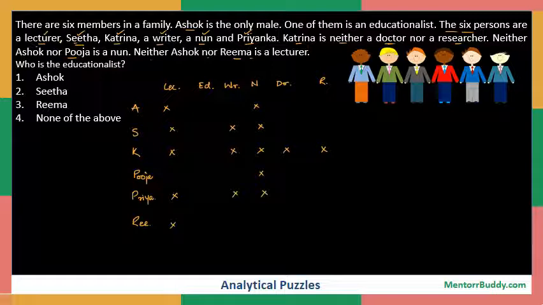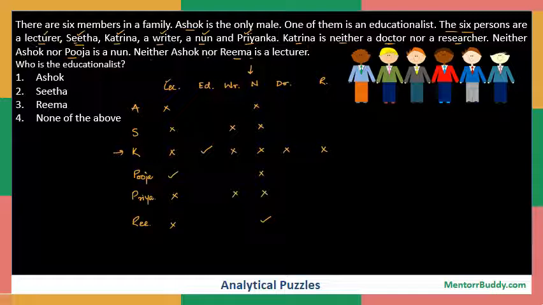Now the question is, who is an educationalist? Now look at the table once again. If I look across this field as a lecturer, I see everywhere there is a cross except Pooja. Thus, I would say Pooja is the lecturer. Similarly, if I look across this line of Katrina, everywhere there is a cross except the educationist. So she has to be the educationist. Similarly, if I look across the vertical line of nun, I see that only Rima is where there is no cross. So I have to put a tick mark over here.